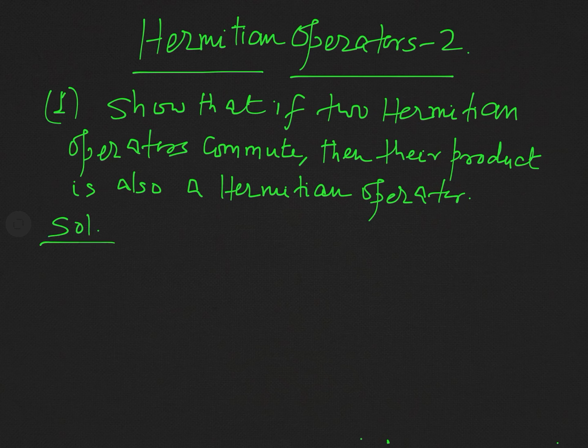What does this problem state? Actually, we have to show that if there are two Hermitian operators and both of the operators commute with each other, in that condition, the product of those two operators will also be a Hermitian operator. So let us consider there are two Hermitian operators. Let A hat and B hat be two Hermitian operators.